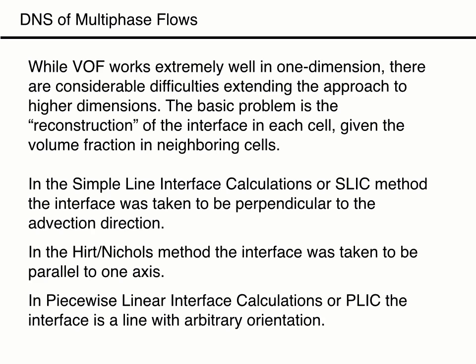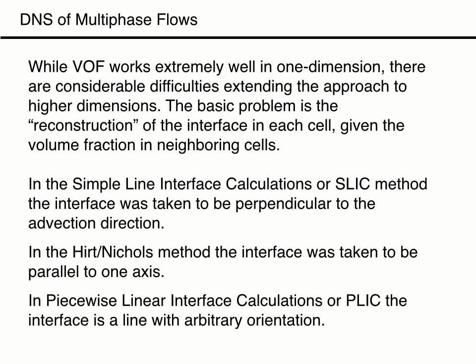In this approach, known as the simple line interface calculation, or SLIC, we construct a horizontal interface for advection in the vertical direction, followed by constructing a vertical interface for advection in the horizontal direction. The problem with this approach is that the cells on either side of the interface are not always full or completely empty, and not only does that introduce uncertainty in locating the interface, but the interface can also break up due to the generation of partially full cells away from the interface.